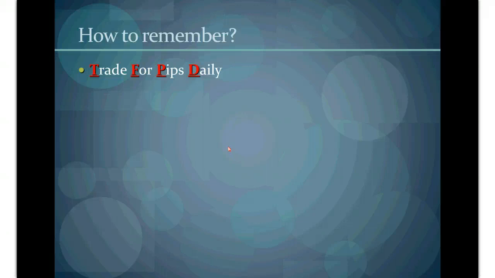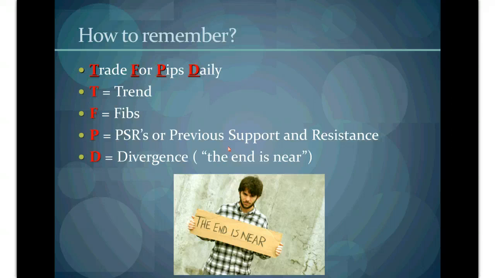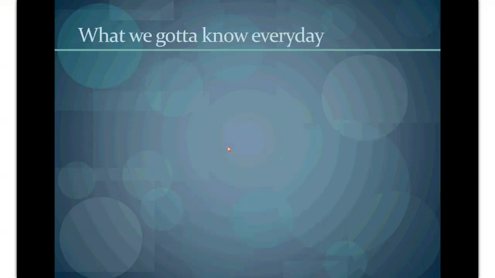The first letter of that saying stands for something we have to know every day. The T stands for the trend. F stands for the Fibonacci values. P stands for the PSRs, or previous support and resistance. And D stands for divergence, which means the end is near. I got to know those four things before I can trade in a currency.